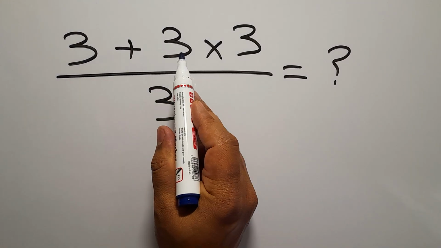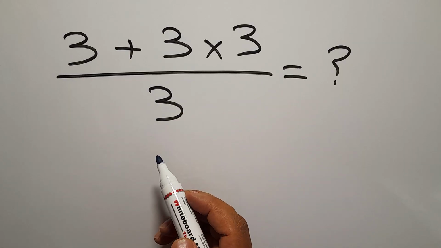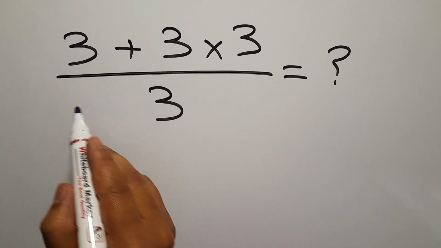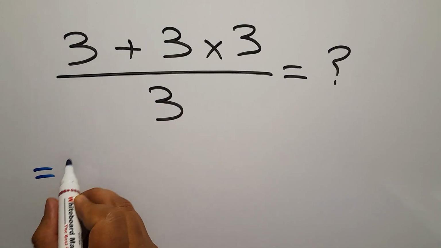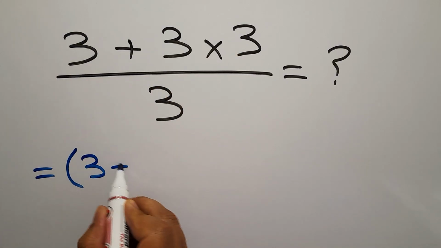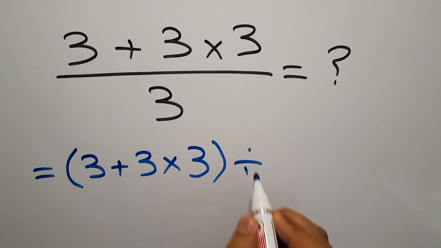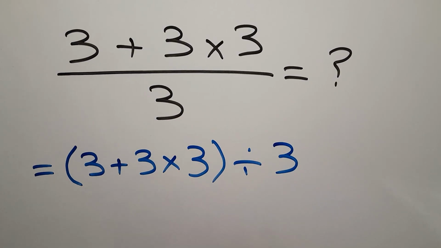3 plus 3 times 3 over 3. Are you ready to solve? Let's go and get started. Instead of this fraction, we can write parentheses, the numerator 3 plus 3, then times 3 divided by the denominator, which is 3. Now we have one parentheses and one division.